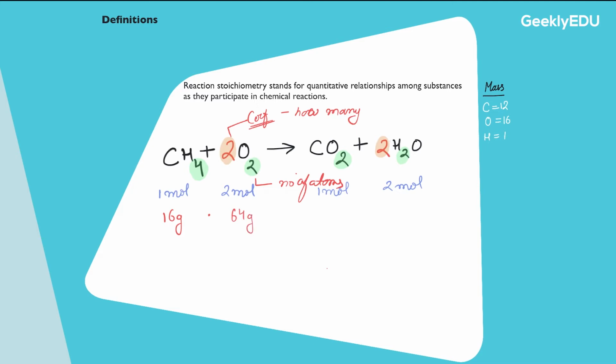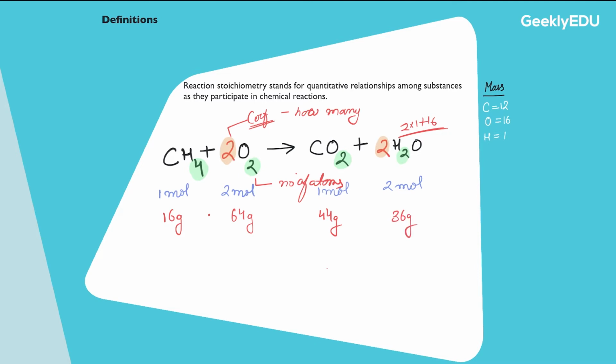Again, carbon is 12, and oxygen 16 times 2 is 32, and 32 plus 12 is 44. So 44 grams of carbon dioxide. And again, water: 2 times 1 plus 16, that is 18, and times 2 is 36 grams of water. So this is the second kind of information that you can get.